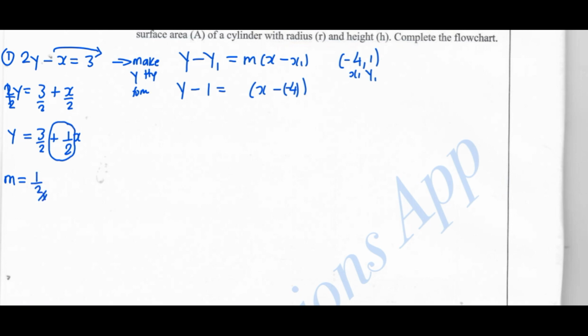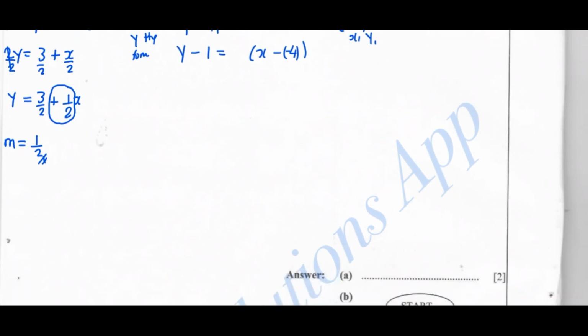And if you want, we can just find the first derivative. If we use calculus, we know that y is equal to 3 over 2 plus half x. So if we differentiate dy with respect to x, we know that the derivative of a constant is 0. Then the derivative of x raised to the power 1 is just 1. So we just get half, which is the same as half. That is our final answer.